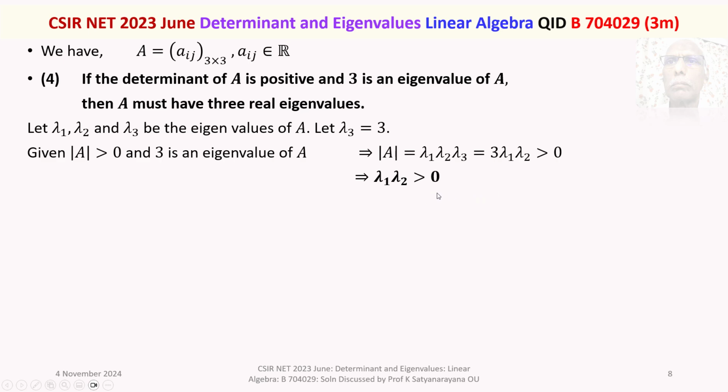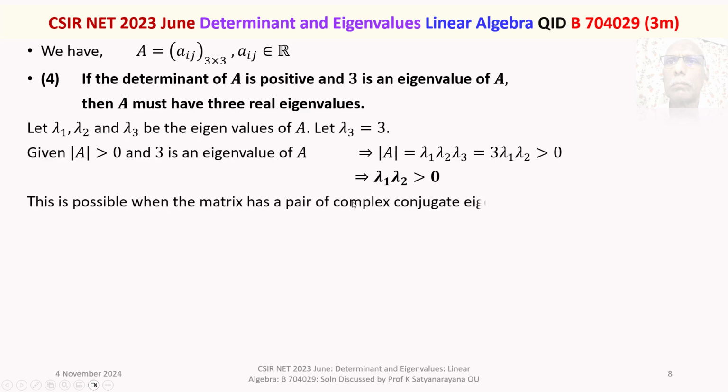This can happen, but the eigenvalues lambda 1 and lambda 2 may be complex conjugates. This is possible when the matrix has a pair of non-zero complex conjugate eigenvalues. Then one of the eigenvalues is real and these 2 are complex, and thereby option 4 is false.